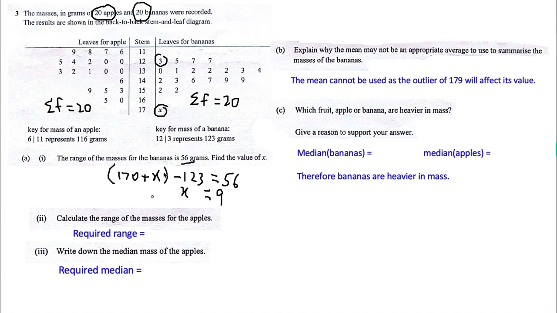Now let us take a look at the apples, the required range for apples. Again, what is the highest value and the lowest value? Okay, so the last number in this case is 5, so it's read as 165. So the maximum value is 165. And the lowest value is the first one nearest the stem, that is 116. So we subtract 116, and that gives us the range for the apples, which is 49.